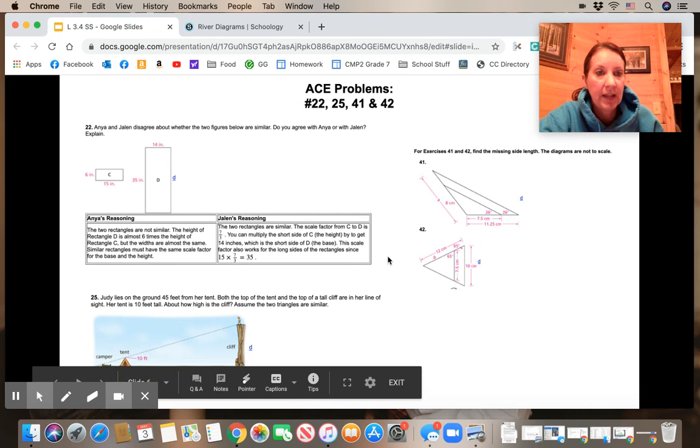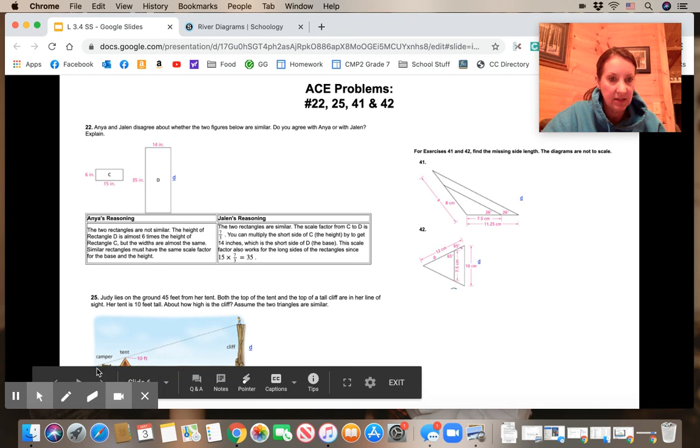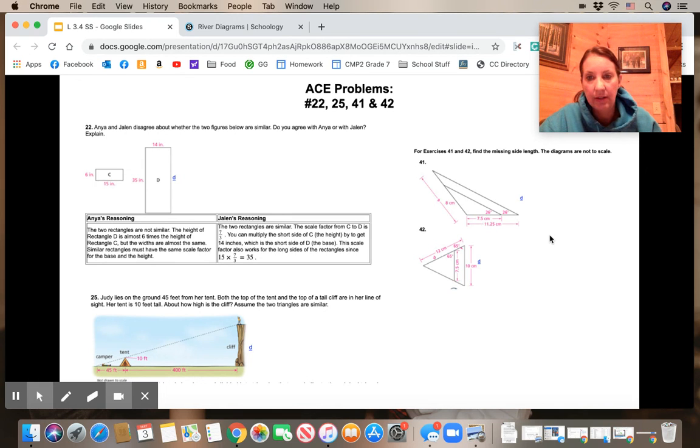Your homework for today is questions 22, 25, 41, and 42. In 22, you're deciding who is correct. In 25, you are using a similar thing with the triangles. Here we're using the camper and the tent. That is a triangle there, and then all the way up is a triangle. 41 and 42 are also nested triangles. They just look a little bit different. Notice the diagrams are not to scale, so don't try measuring. You need to use the math and the scale factor in order to figure that out.